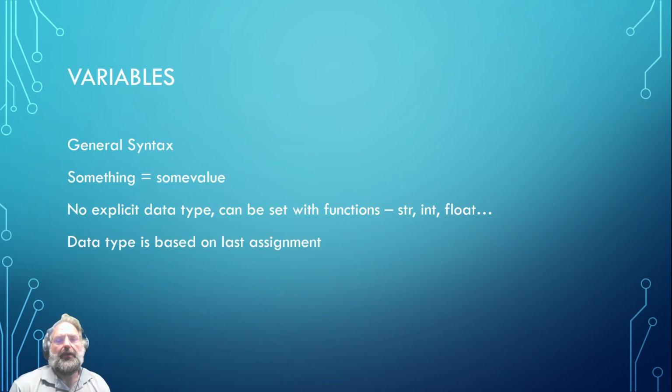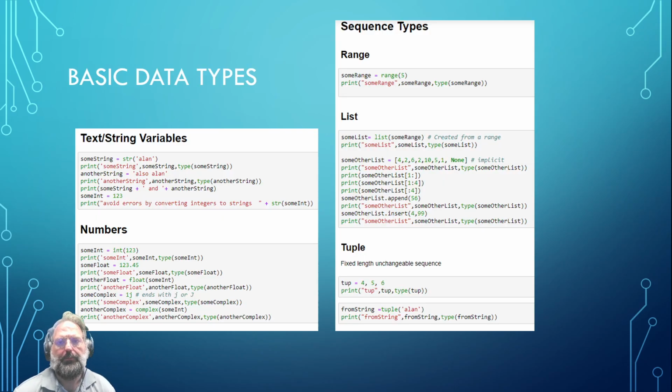So variables. A variable is something that holds a value, and the general syntax is that something is equal to something. There's no explicit data type. You can set it with functions, the results of functions. It can be essentially a function, can be a lot of stuff. The data type is based upon the last assignment that was made to it. So you can change the data type based upon when you set it.